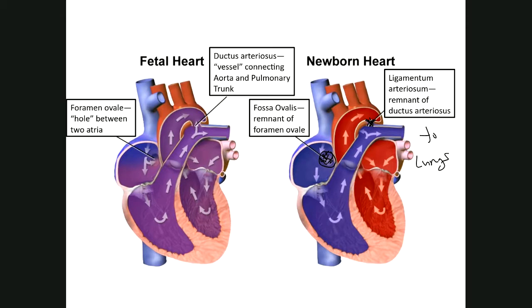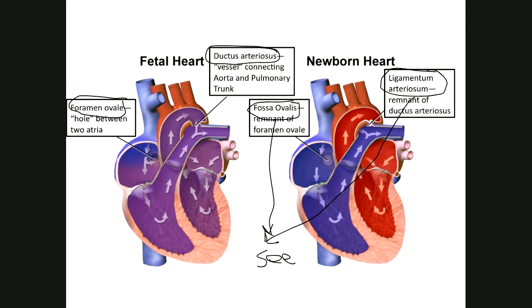Well, you can always see what's left over from this hole and left over from this vessel. Even though they're not there anymore, you can see a remnant of them, that connective tissue. So the foramen ovale becomes the fossa ovalis. And the ductus arteriosus becomes ligamentum arteriosum. So we've been looking at adult hearts, so we should be able to see these two things because they're always there on an adult heart.